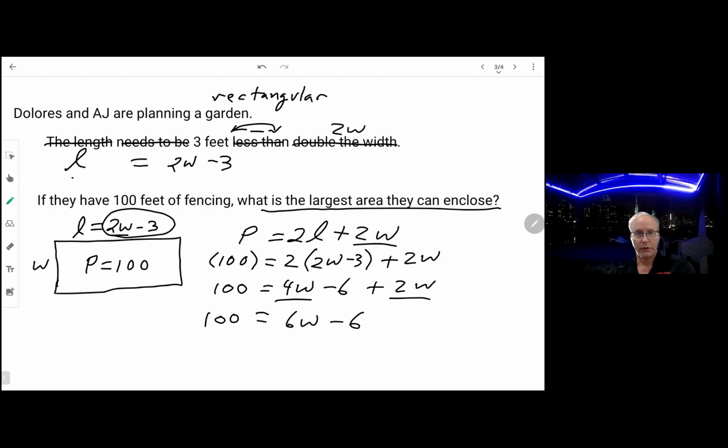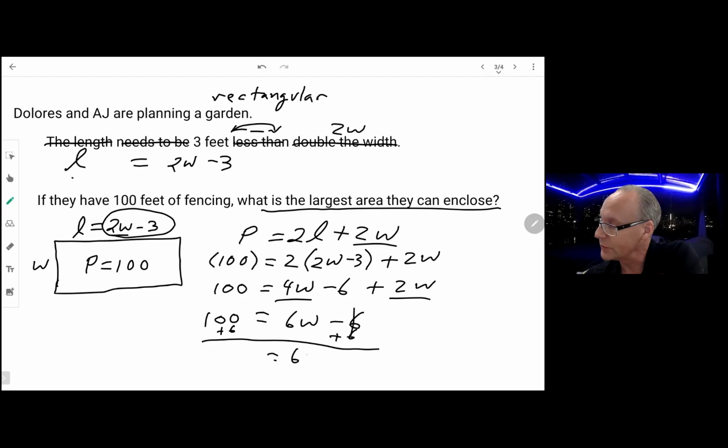Now at this point, we have a 2-step equation that we need to solve, and we can find the width. In order to find the width, we're going to add 6 to both sides and divide by 6. What we're going to get is an improper fraction, possibly a mixed number if you like, and it's not going to be a really nice answer, but that's okay. There's not a problem with that. Now, I'm going to add 6 to both sides. And I'm going to get 6W is equal to 106. And we're going to divide by 6 on both sides.